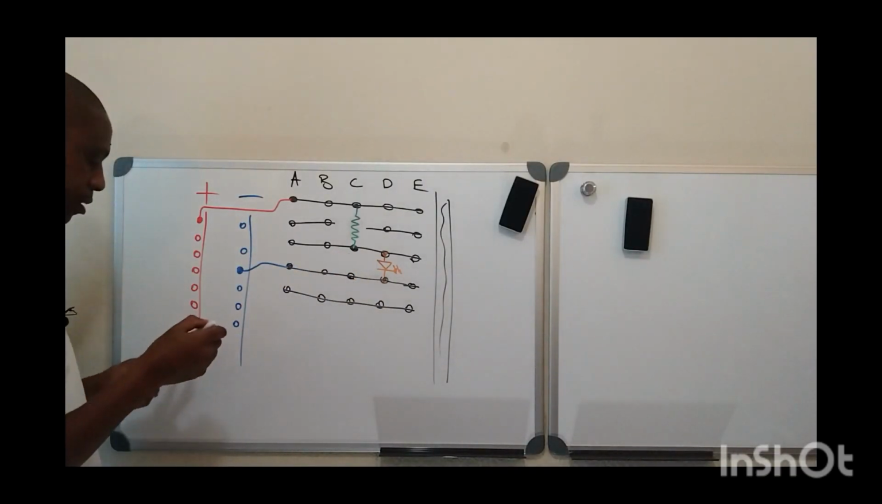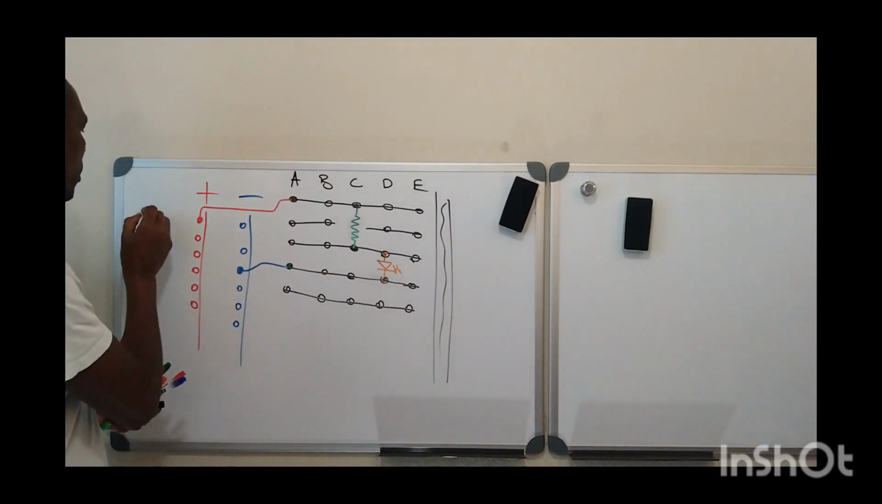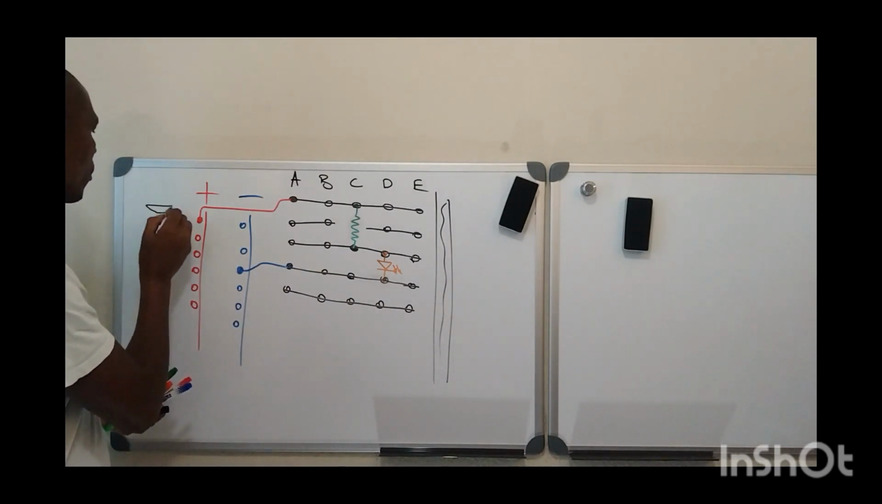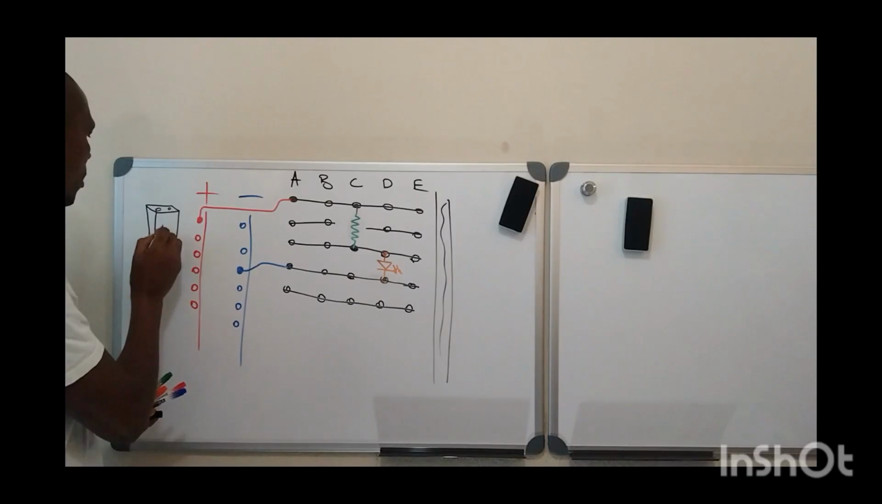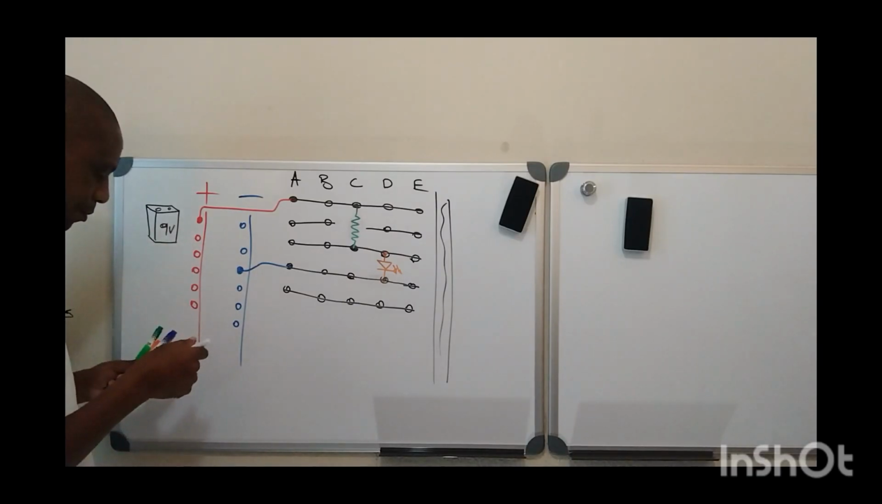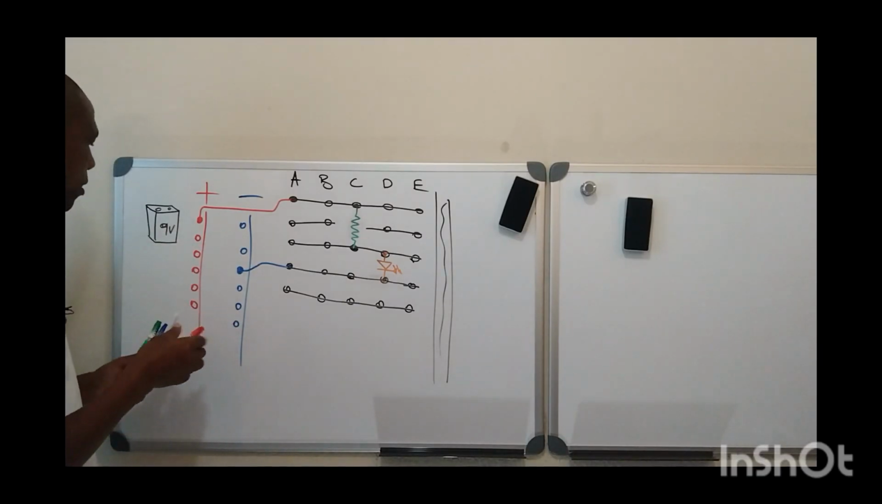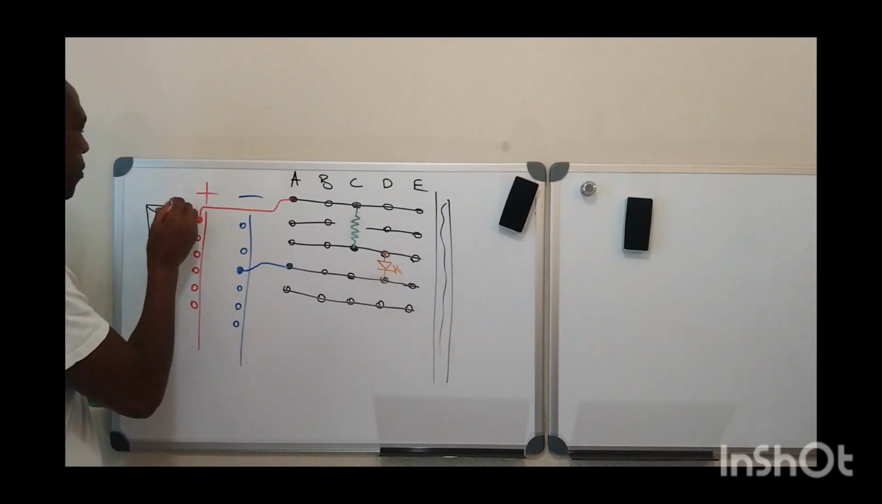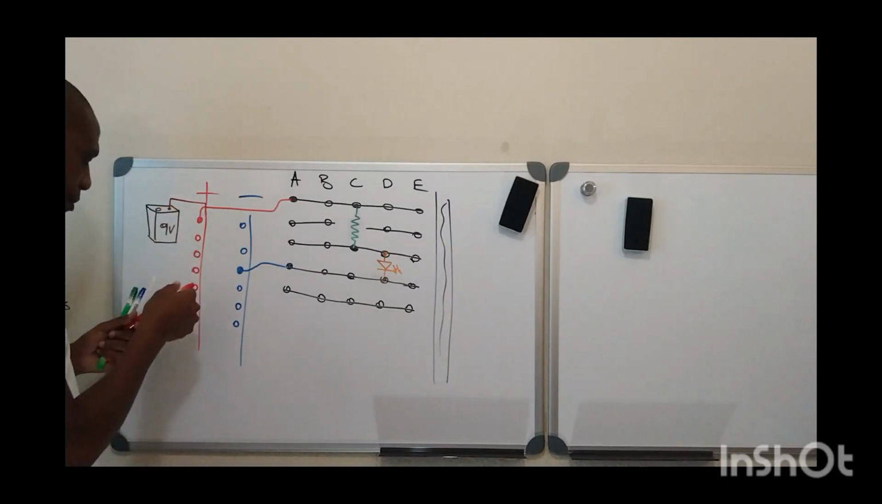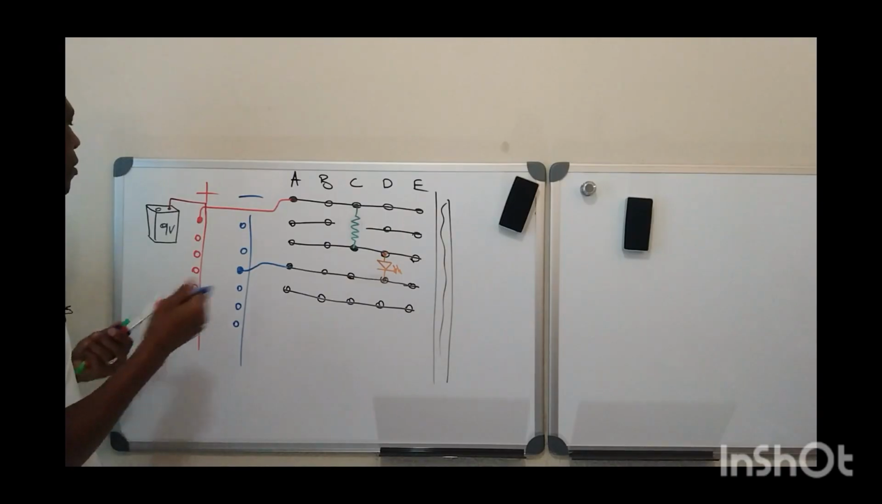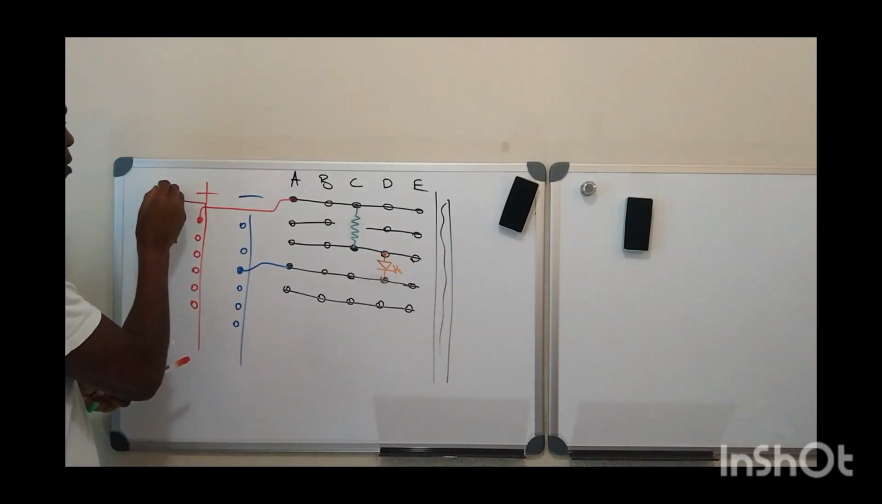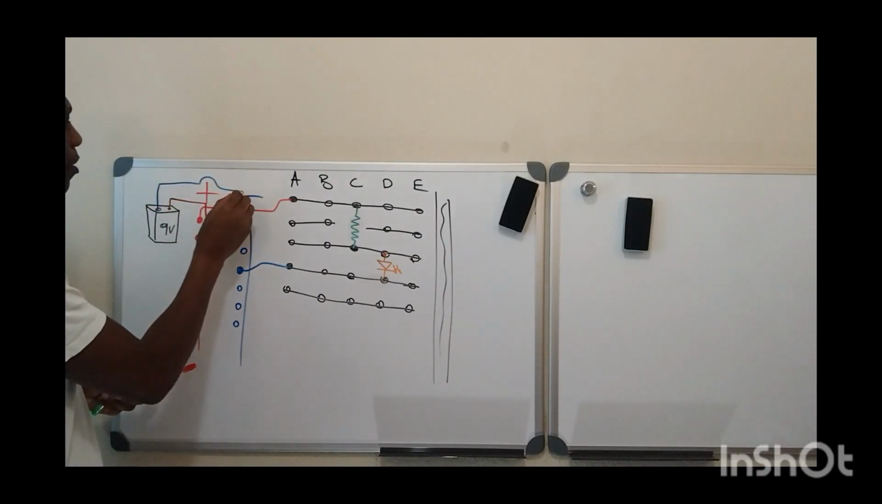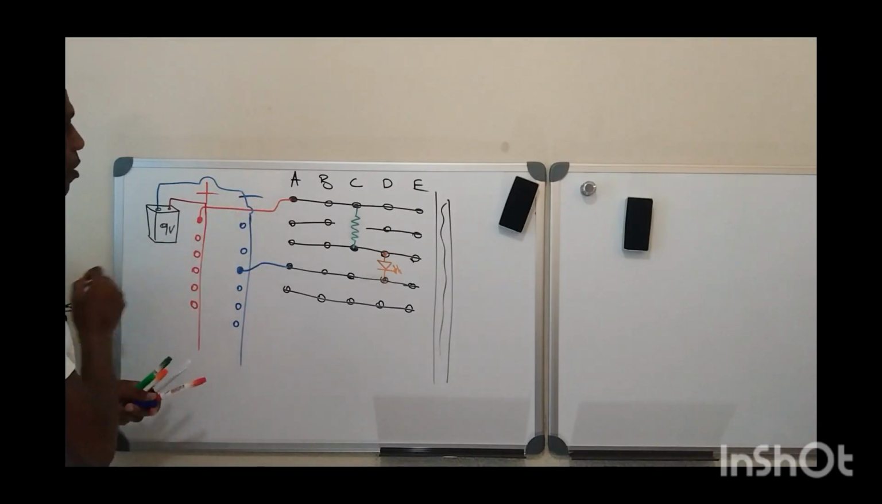Let me draw a battery. You're not going to use a battery, right? Yes, sir. You will wait for me. I'll connect the battery for you before you burn this workshop down. This is your 9-volt battery, right? Yes, sir. And then the positive goes here, and the negative terminal of the battery comes here.